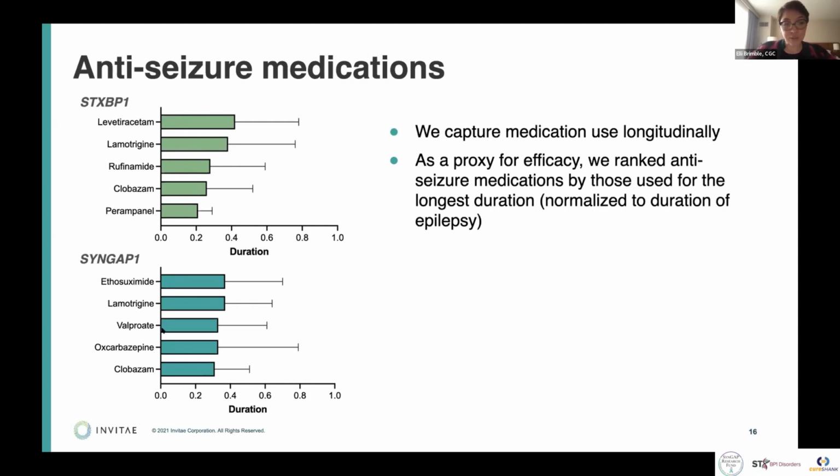And one thing that's interesting with SYNGAP is, if you'll recall from the previous slide, Keppra or levetiracetam was the most commonly tried medication. But here we're seeing that it's not one of the medications that was used for the longest duration. So this is an interesting approach that we could take to try to understand whether or not certain medications or combinations of medications are felt to be effective by the treating team.